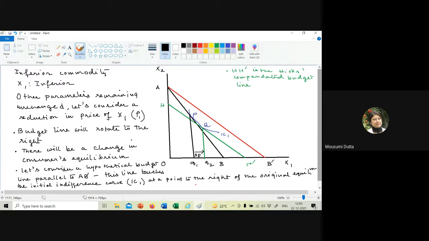However, the relative prices between the two budget lines are different. HH prime indicates lower relative price of X1 compared to AB. So movement from P to Q we can say is only because of the fact that now X1 has become cheaper to the consumer. X1 is less expensive, and for that matter, some consumption of X2 will be substituted by increase in consumption of X1. So this is the substitution effect of relative price change.